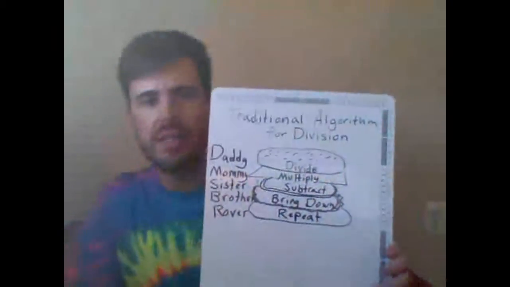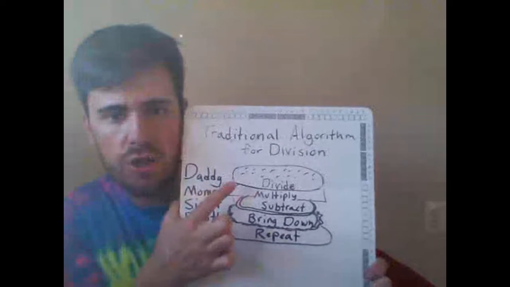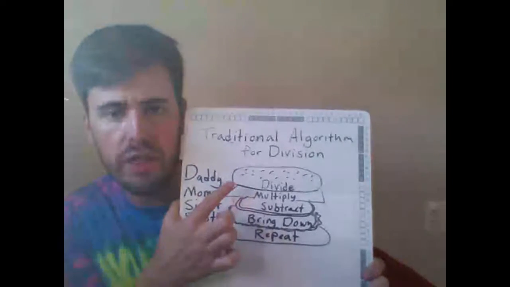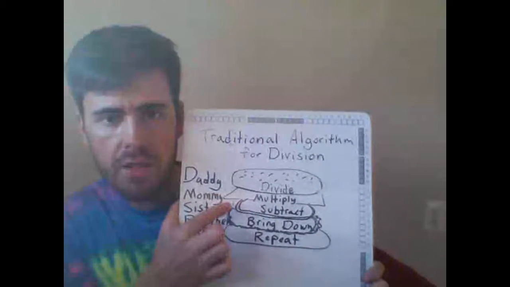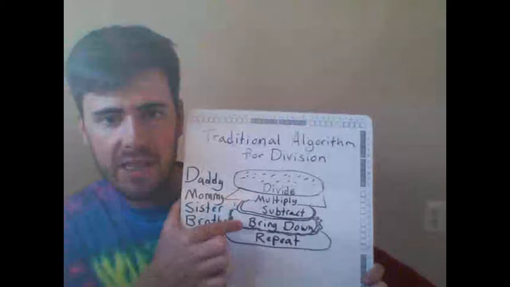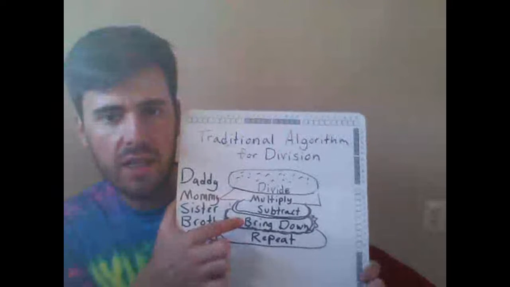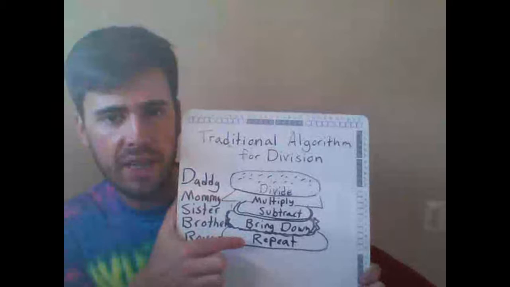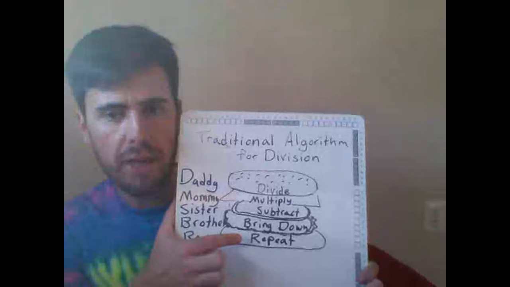Another way that I was taught is the hamburger model. We can think about the bun as divide. That's the first step that we do. The cheese is to multiply. The tomato is subtract. Next after that, we're going to bring down. That's our meat. And then finally, the last part of our bun is to repeat the whole thing.